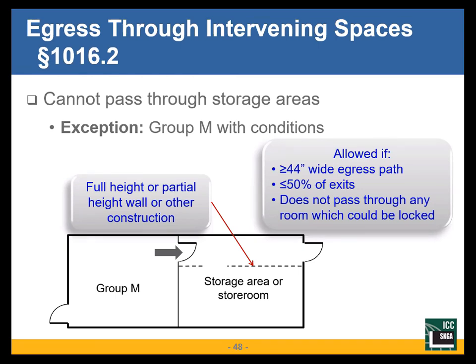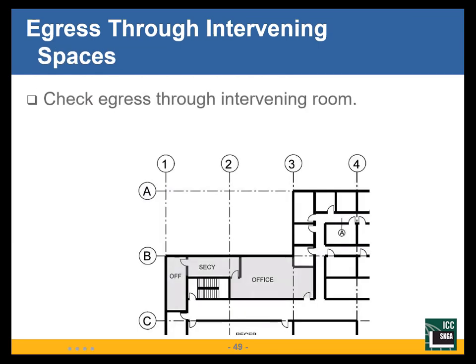Says other construction. I've seen this done with a chain link fence. It serves a purpose. Storage on one side, exit path on the other. It's allowed. I've got an intervening room here. I've got an office, secretary, another office. So when we're looking at this, we've got to look at, is that a problem? Is it okay?